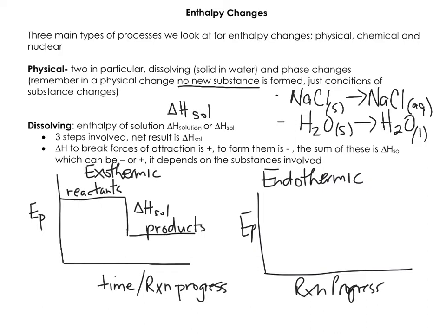In this case, your reactants had a certain potential energy, but the products had more stored potential energy. And what that means is energy went into your system, and that energy came from the surroundings. So the temperature of your surroundings decreased, and your enthalpy change, in this case the enthalpy change for solution, increases.